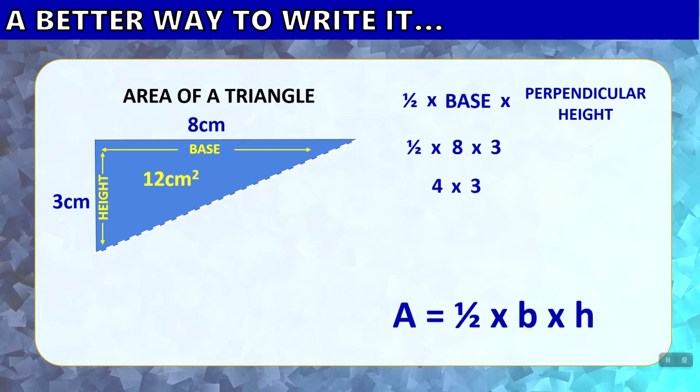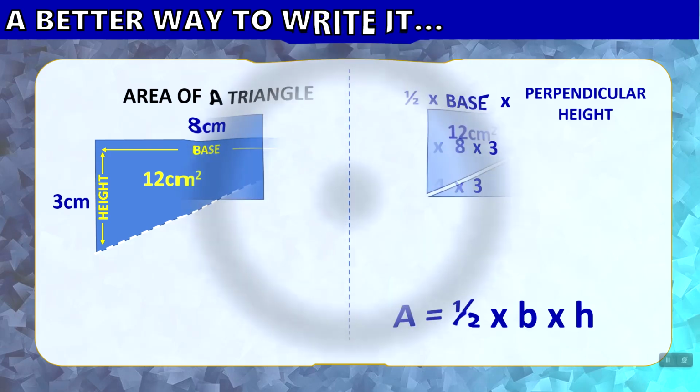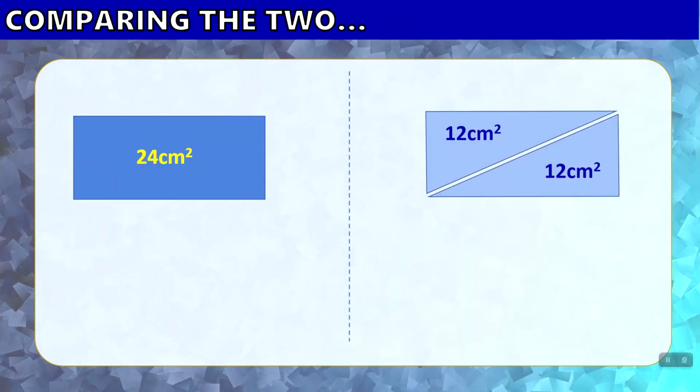And so the general formula for finding the area of a triangle is half multiplied by the base multiplied by the perpendicular height, sometimes known as the vertical height. So we say A equals half times B times H. Sometimes you will see it as half BH. And let's look at the two.